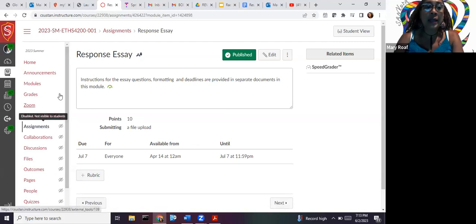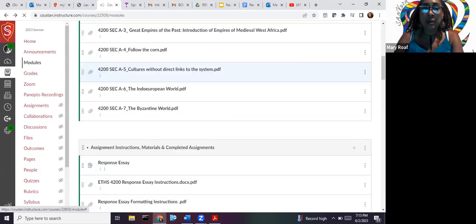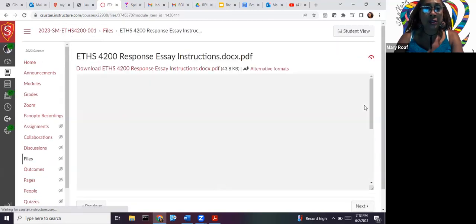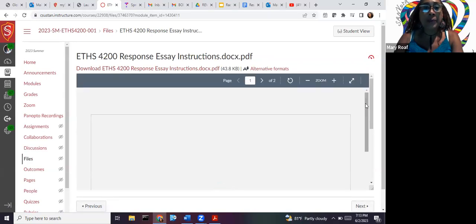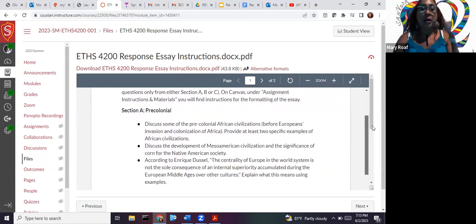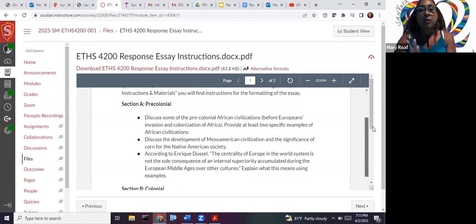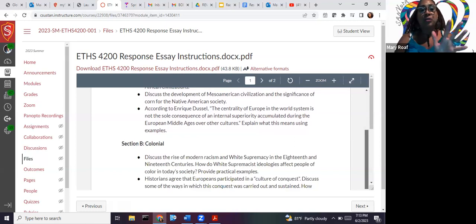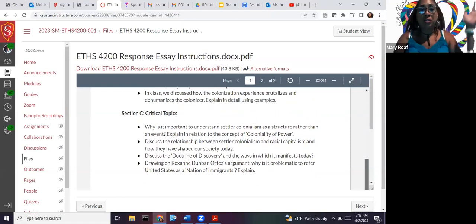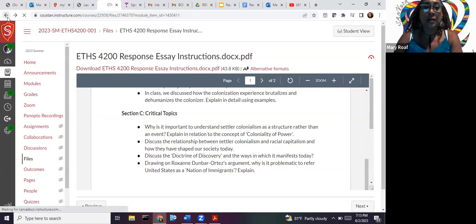You will upload it directly onto our Canvas course shell. And I've provided essay instructions here, as well as essay formatting instructions. So when you click onto the essay instructions, you will see that you have an option to write a response essay answering questions that are organized based on section A, which is if you choose to respond to questions on the pre-colonial readings from the course. Section B, if you choose to respond to the colonialism section of the course. And then section C, if you choose to respond to the critical topics portion of the course readings.